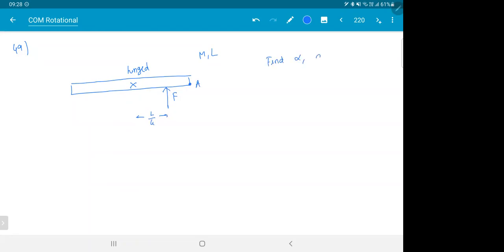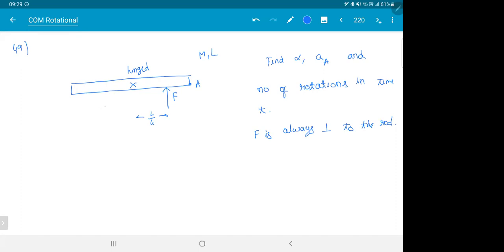Find alpha, acceleration of A, and number of rotations in time t. How many times will the rod go in a circle? Number of rotations in time t. F is always perpendicular to the rod. Get it?